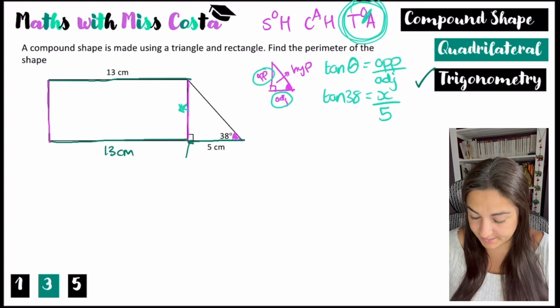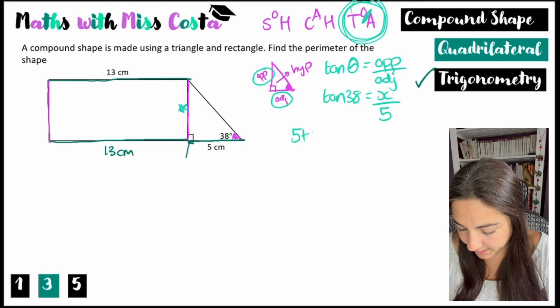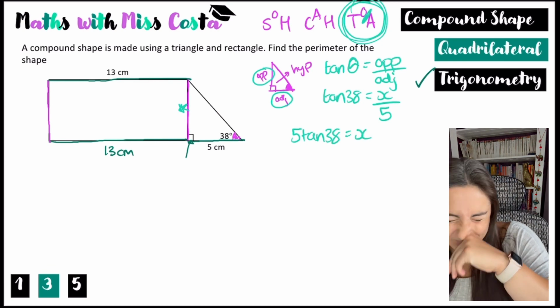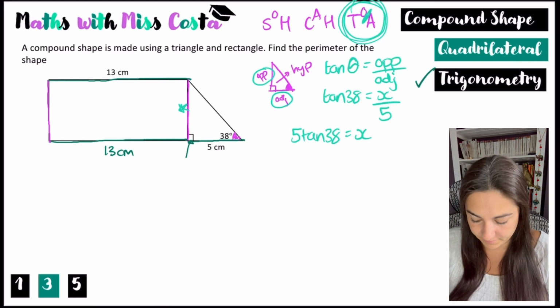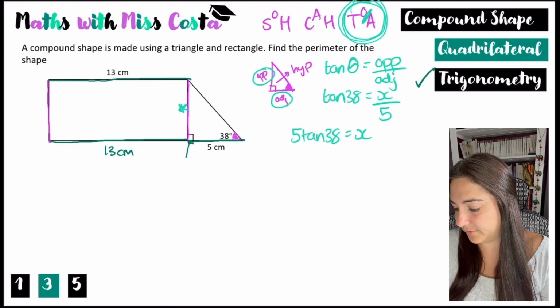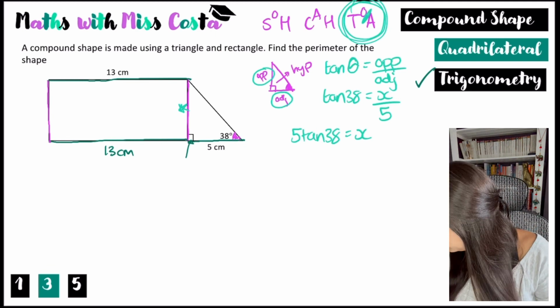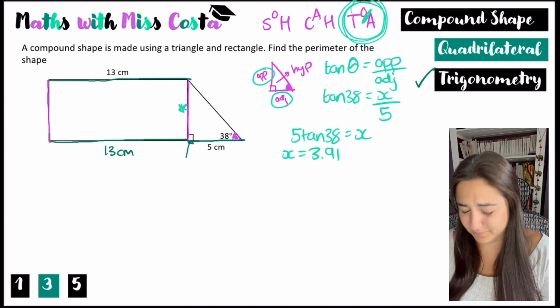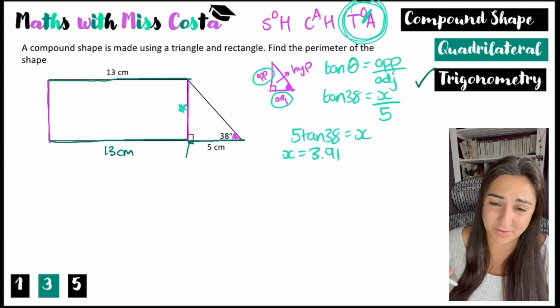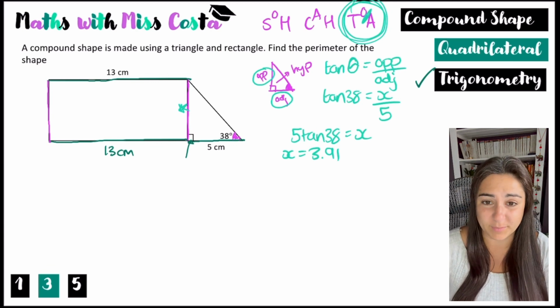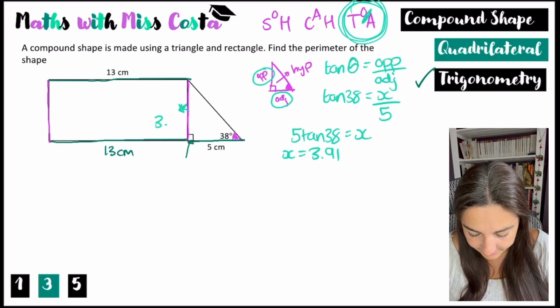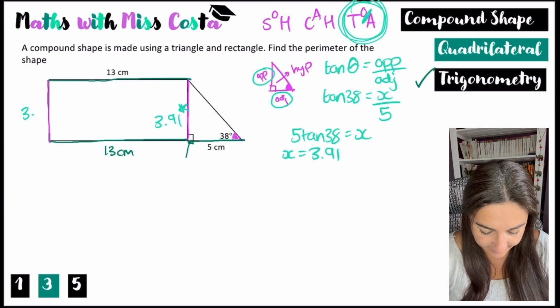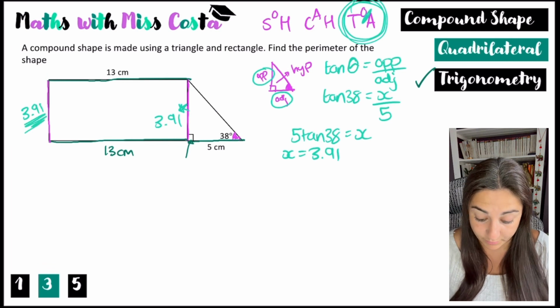I need to rearrange this formula to get x on its own. So 5 tan 38 equals x. So just plug that into your calculator. And what do you get? 5 tan 38. 3.9064. So let's round that to 3.91. So x is 3.91. I would recommend that you don't round until the very, very end. I'm just rounding because I have a lack of space. So this side here is 3.91, which means that this length here will also be 3.91. So I've worked that out.